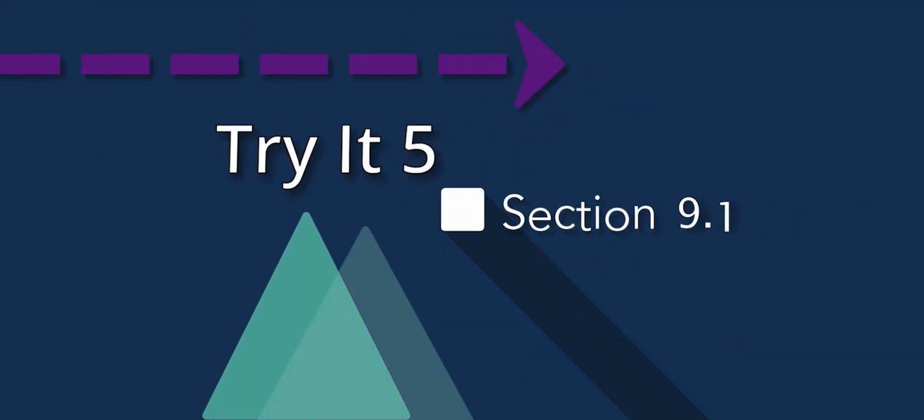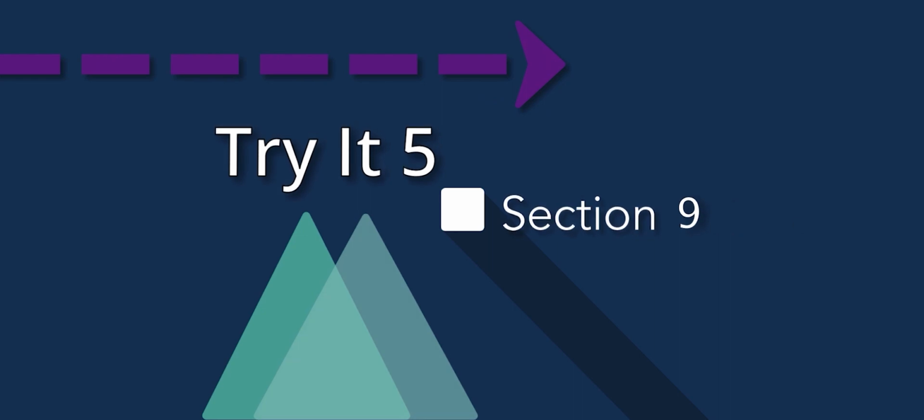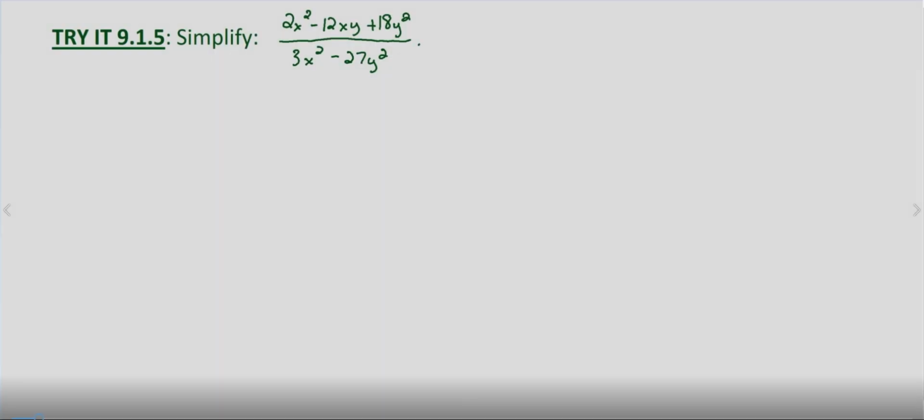So again, we're being asked to simplify a rational expression. The expressions are getting more and more complicated, but the process itself is essentially the same. The first step is to factor completely the numerator and denominator. So I'm not going to rewrite what we have here, but we have the rational expression 2x squared minus 12xy plus 18y squared over 3x squared minus 27y squared.